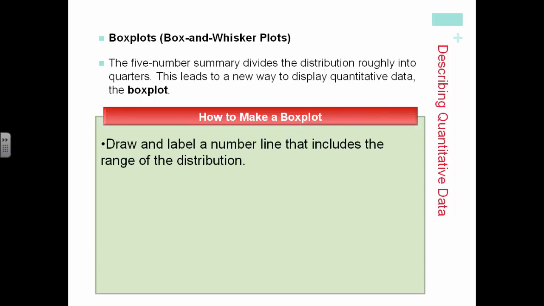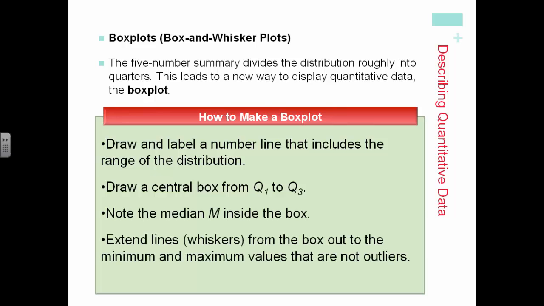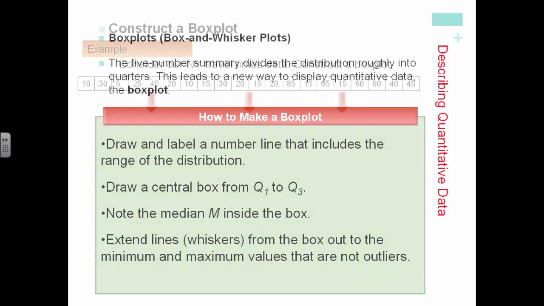A 5-number summary tells us how to then make a box plot. We draw and label a number line that includes the range of the whole distribution of observations. Then we draw a central box from Q1 to Q3. We note the median inside the box. We then extend lines, which are called whiskers, from the box out to the minimum and maximum.